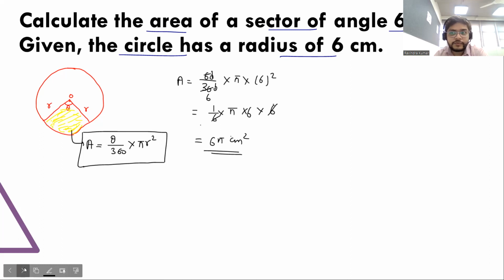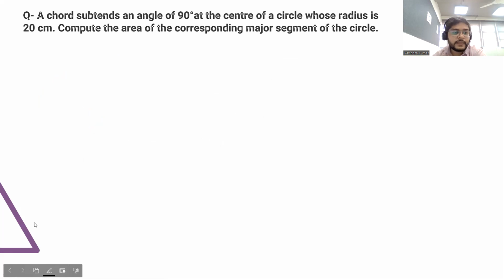Now let's move to the next one, which is our next question. Read it carefully. It is a very good question. It says that a chord subtends an angle of 90 degree at the center of a circle whose radius is 20 centimeter. Compute the area of the corresponding major segment of the circle. Just understand what it is saying. This is our circle, and when we draw a chord, let's say it is AB, it is making an angle of 90 degree at the center.